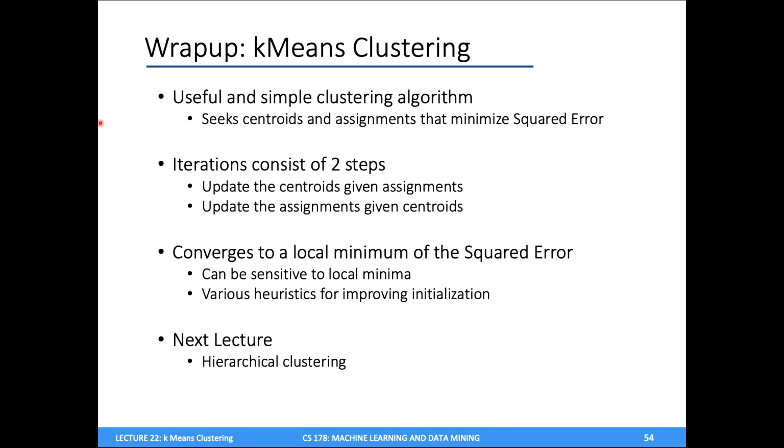Okay, let's go ahead and wrap up for the day. This pretty much ends our discussion on kMeans clustering. Again, it's a very useful and simple clustering algorithm, really only 2 steps, where we find centroids and then update the assignments in an iterating fashion. We saw that this is guaranteed to converge to a minimum of the squared error, but only a local minimum. It's very sensitive to initializations, but there are various tricks for improving this that you will explore later on.